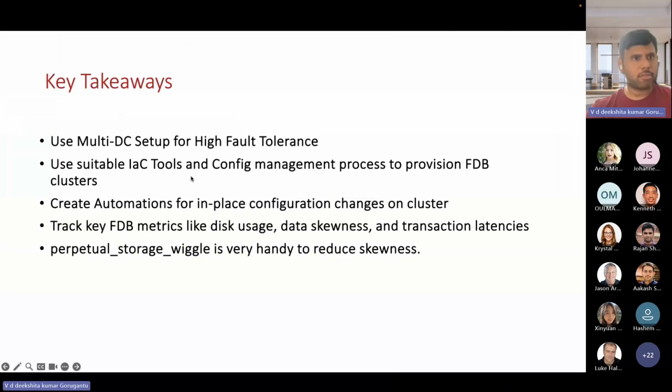Yeah, this is about the FDB Explorer demo. And then what are the key takeaways? The recommendation is to use a multi-DC setup for a highly available and fault tolerant system, and use suitable infrastructure as code tools and a config management process for provisioning FDB clusters, and create automations for in-place configuration changes on the cluster. And we always have to track key FDB metrics like disk usage, transaction latency, and skewness. Also, one configuration, perpetual storage, is very handy to reduce the skewness.